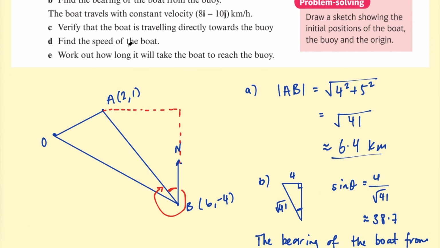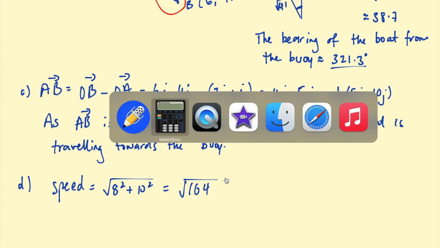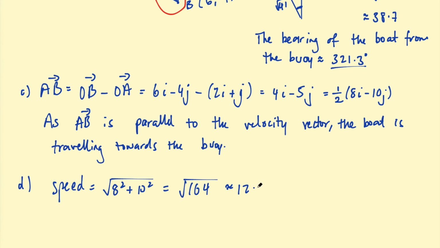Part D says find the speed of the boat. We did this in a previous example. The speed is the magnitude of the velocity, so we need to find the magnitude of that velocity vector. So speed is going to equal the square root of 8 squared plus 10 squared. That's the square root of 164. Because we're talking about speeds, generally you want a decimal answer. So the square root of 164 is approximately 12.8, and that would be in kilometers per hour.